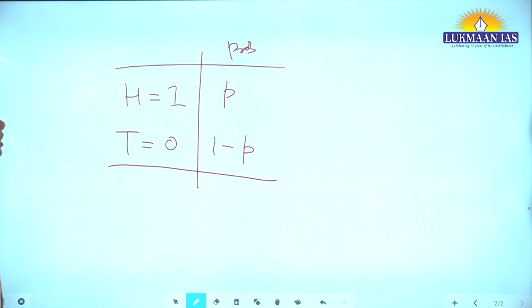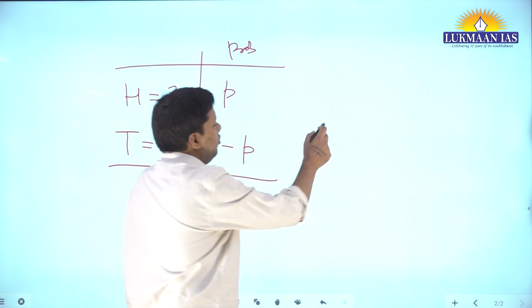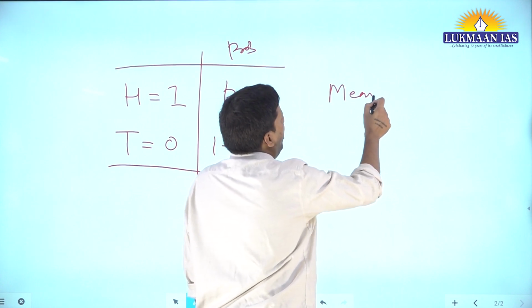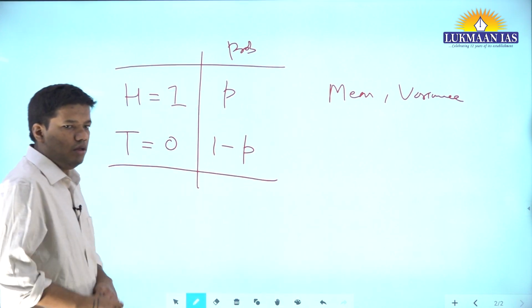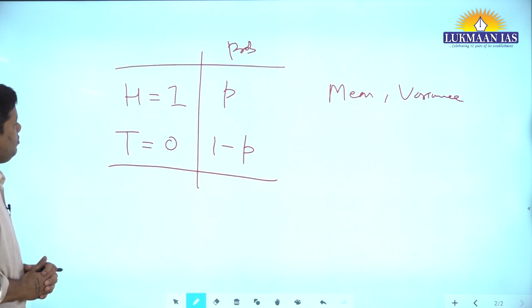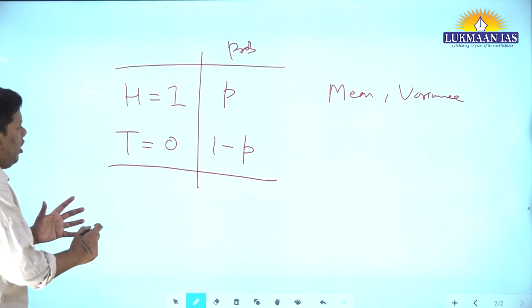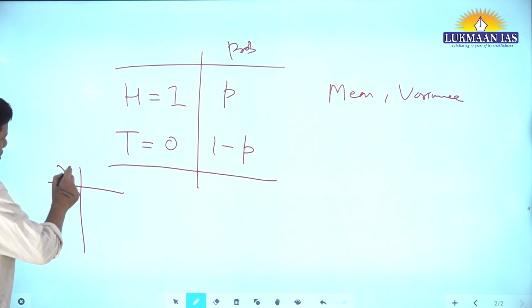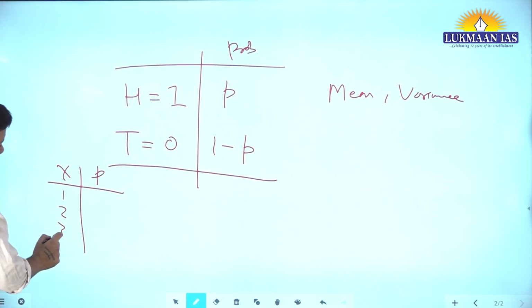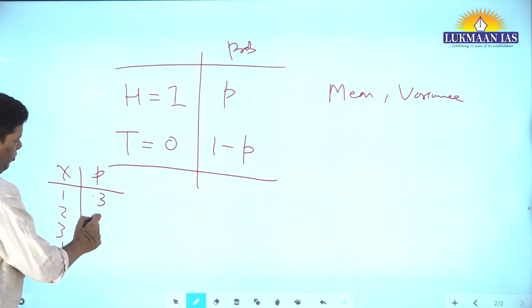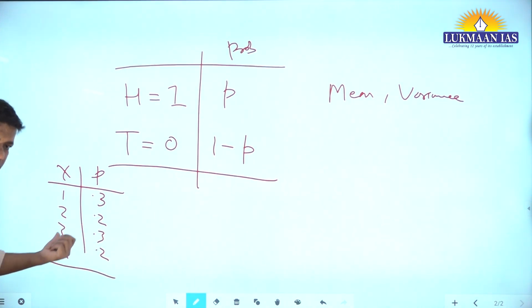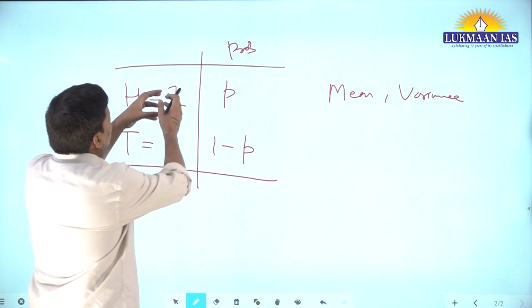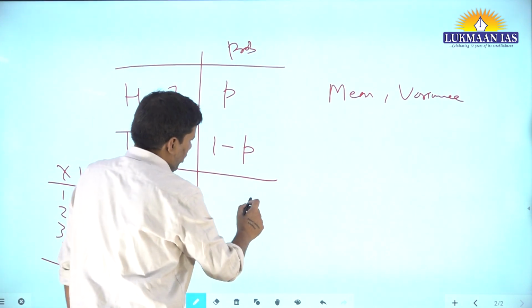Fine. Now I am interested in two things. One is the mean and the variance of this experiment, this trial. Now tell me, what would the mean be? Mean is 1 by 2? No, why? See, how do you calculate mean? Let's say there is an x, and there is a probability, right? 1, 2, 3, 4 like this, and their probabilities are 0.3, 0.2, 0.3, 0.2. What you will do, you will simply multiply to get the expected value. That is the mean.